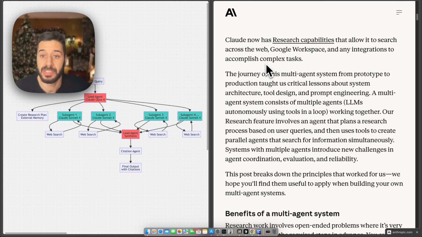Hi everyone. In today's video, we're going to be breaking down how Claude research capabilities work. It's very good and interesting to learn from a big tech company or a big AI company like Anthropic and Claude, because in my opinion, they actually built one of the best AI agents in the world, which is Claude Code.